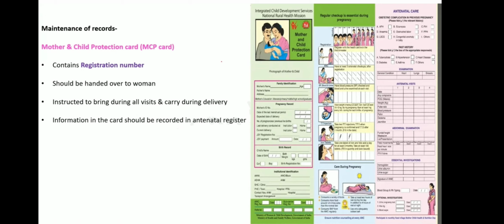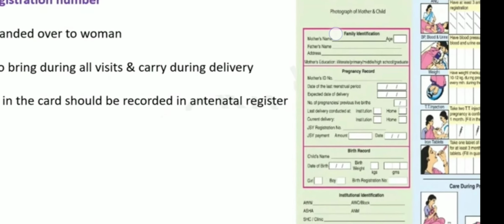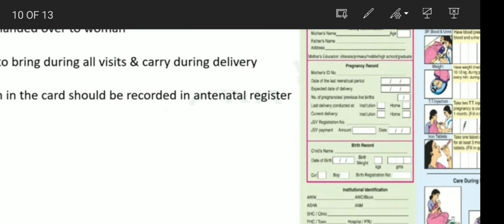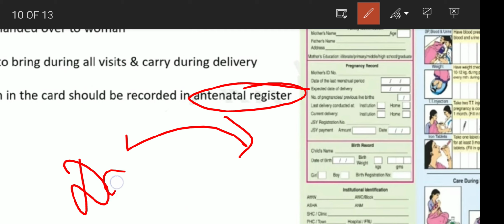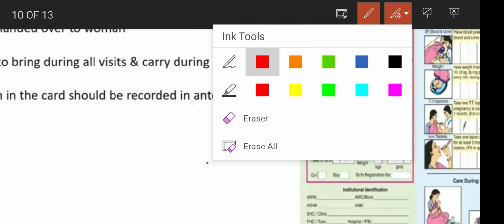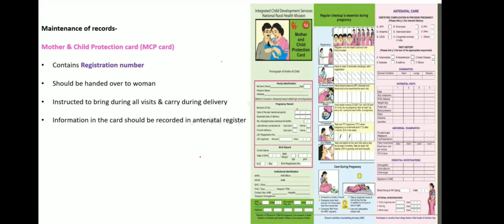You will get to know entire details regarding the number of visits, the entire history of the mother, and the baby who is being born will be written in that. The information contained in the card will be recorded even in the antenatal register. You have to transfer all the data from this card into the antenatal register and maintain the register. So this was all about the MCP card.